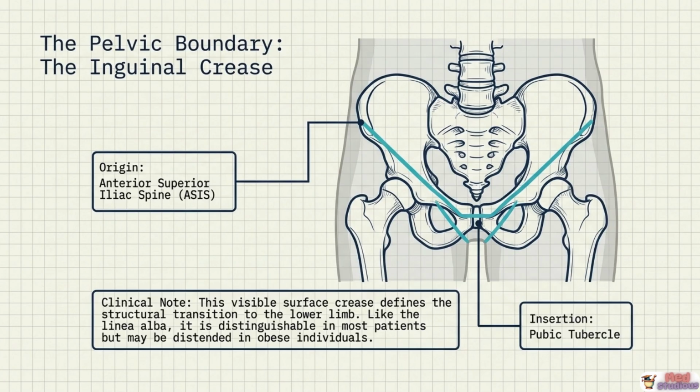Like the linea alba, the inguinal crease is distinguishable in most patients, but may be distended or obscured in obese individuals. Palpating the femoral pulse is performed by pressing into the midpoint of the inguinal crease, the midpoint between the ASIS and the pubic symphysis.